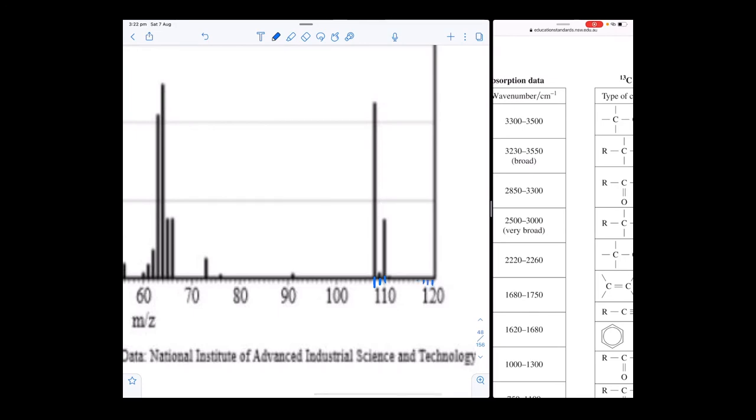20, yep. 19, 18, 17, 16, 15, 14, 13, 12, 11, 10. So it's 110, 109, 108. Yeah, so you can logically work that out. 109 and then 110. Now, can anyone tell me why we're getting three peaks that are very close to one another? Because usually, if you've all seen enough mass spectra, you usually only see one parent molecular ion peak. Did you all realize that? It's usually one, and then it's very far away from all the other fragments. So why are we getting three slightly different molecular weights?